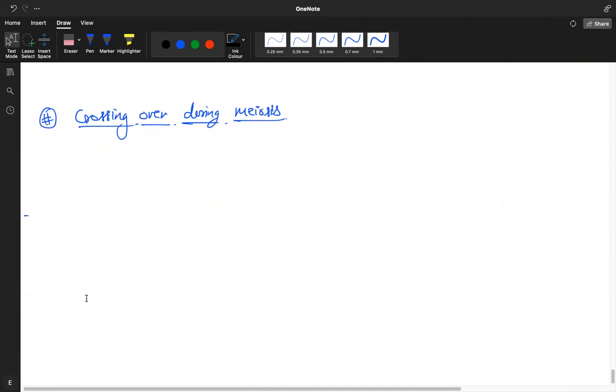Meiosis involves pairing of homologous chromosomes. You understood homologous chromosomes? The same chromosomes coming from two different parents are homologous chromosomes, carrying the same genes, but they may carry different alleles.